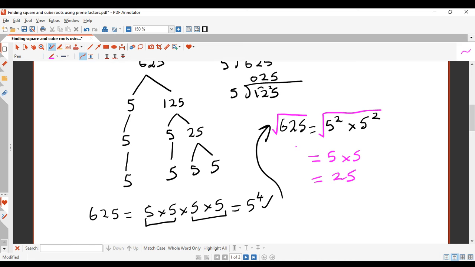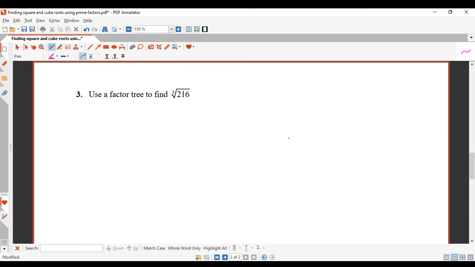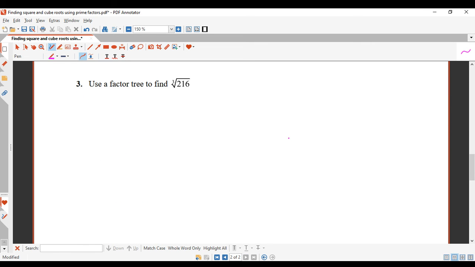Okay, so our last question. Let's have a look at a cube root. Cube root of 216. So for this one, we're going to start off the same way with the factor tree.